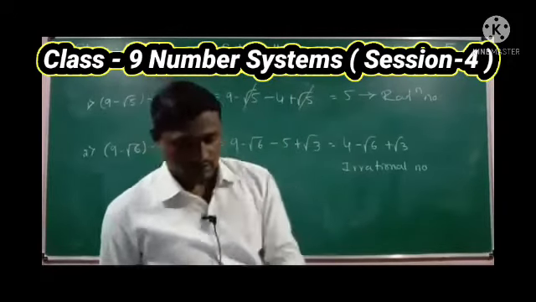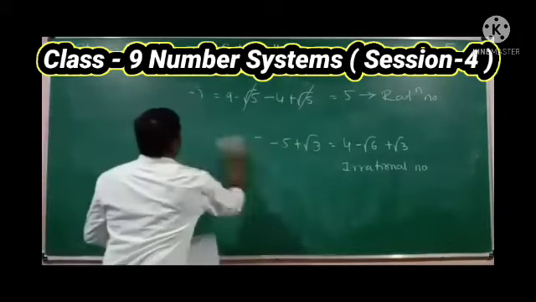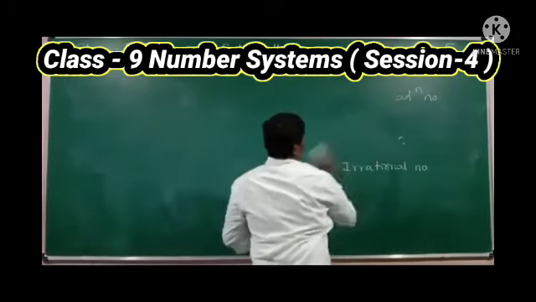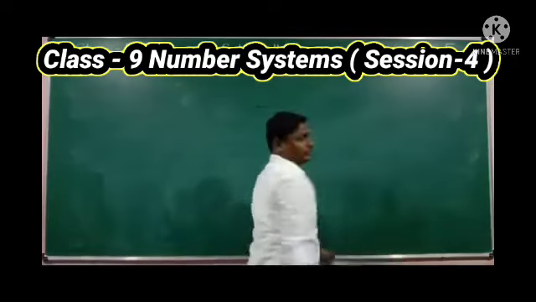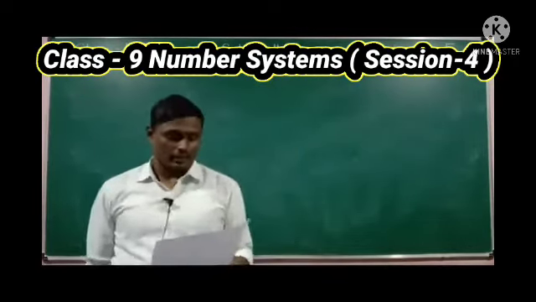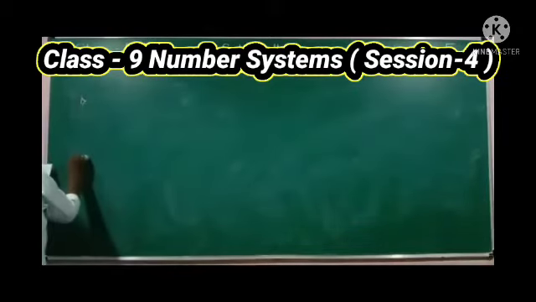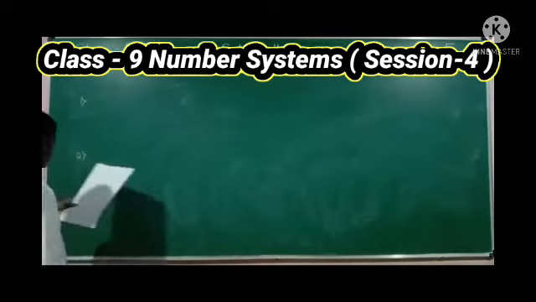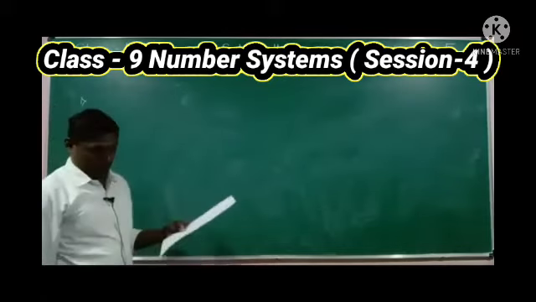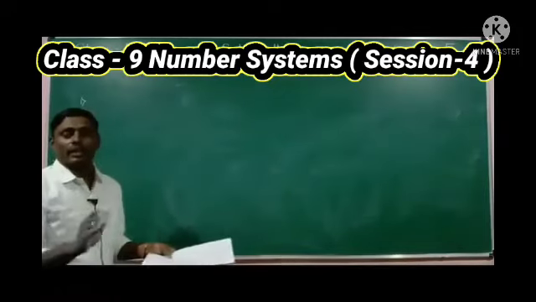Okay, see the next question. Which of the following is greater? Here two irrational numbers are given. You need to identify the smallest irrational number and the greatest irrational number. It means you are comparing the irrational numbers.